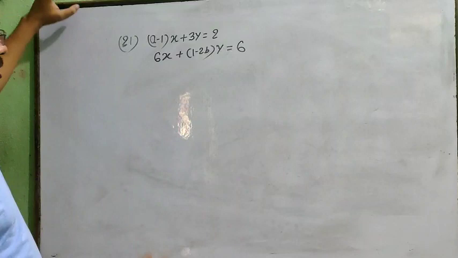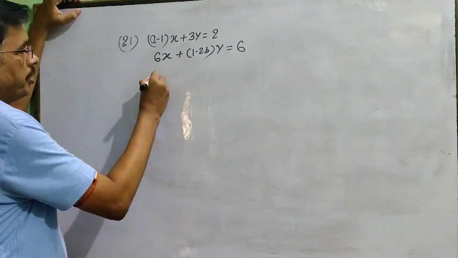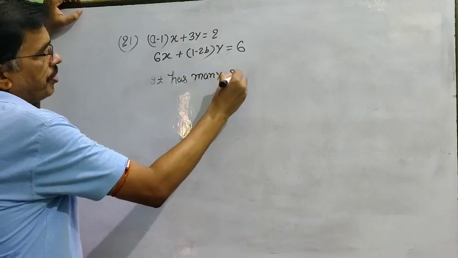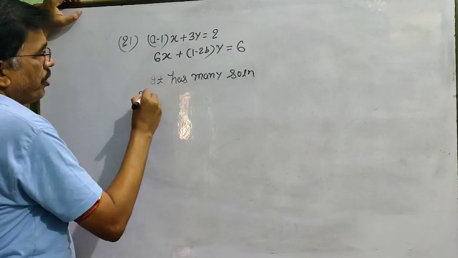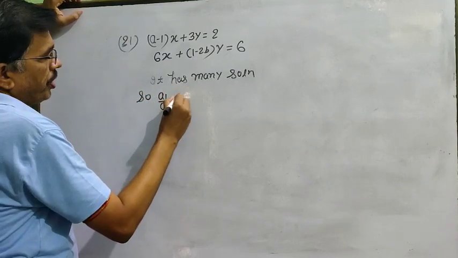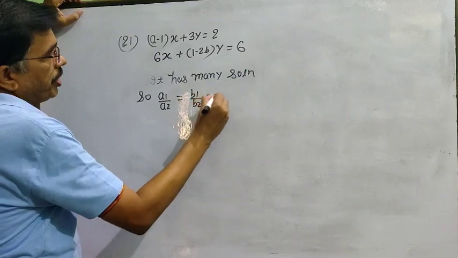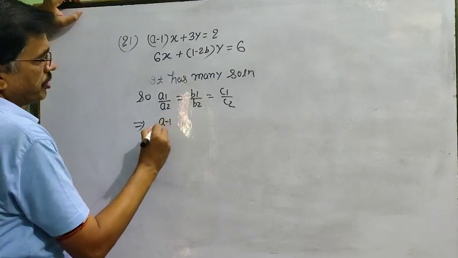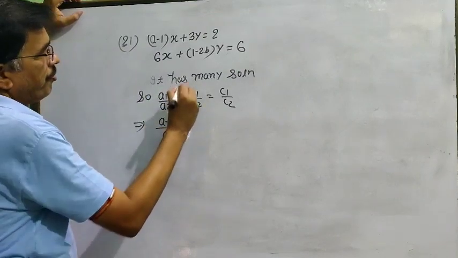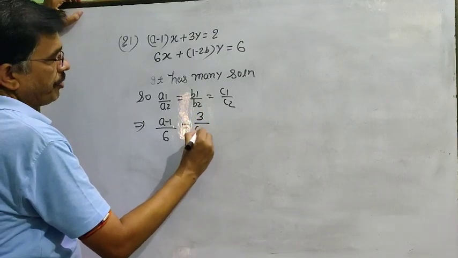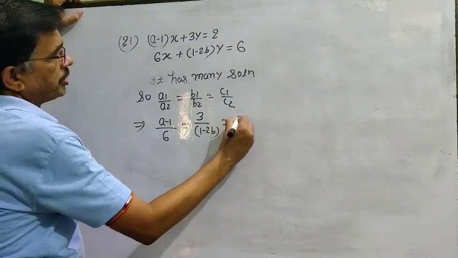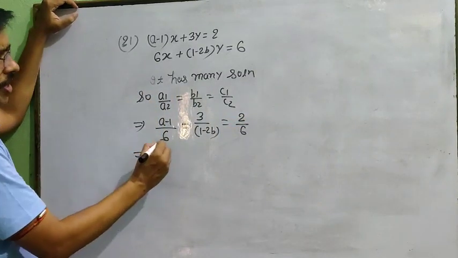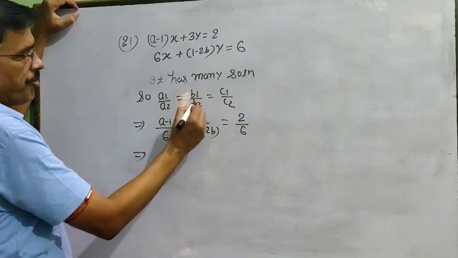So dear student, you solve these questions, it has infinitely many solutions. So a1 by a2 is equal to b1 by b2 is equal to c1 by c2. Next, here a1 is a minus 1, a2 is 6, b1 is 3 and b2 is 1 minus 2b, and c1 is 2 and c2 is 6. First you write this.